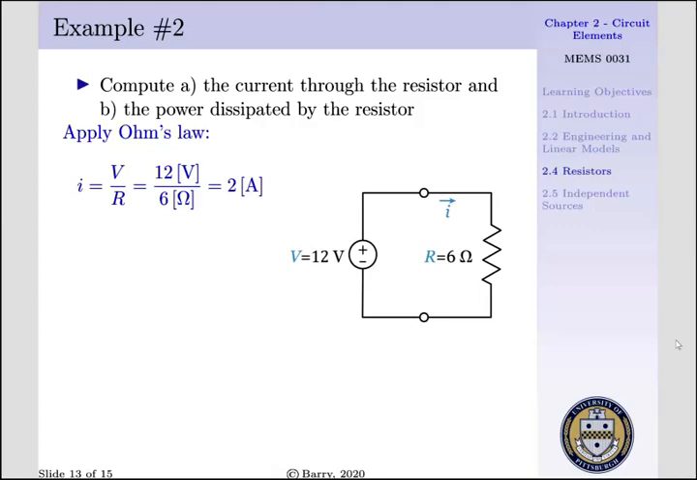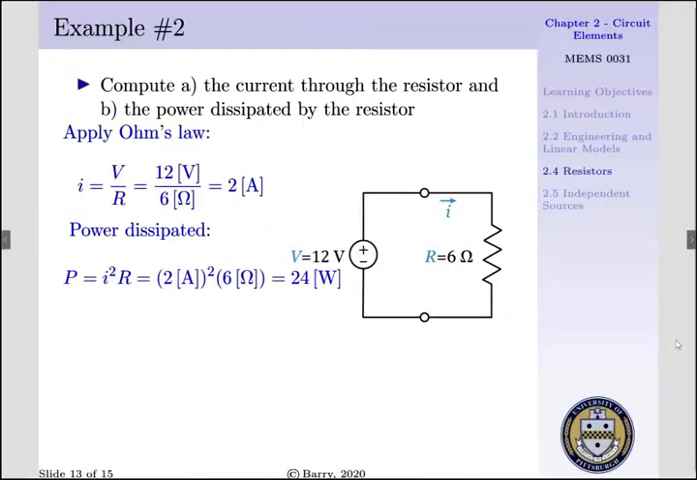We know our current running through a resistor is our voltage potential per our resistance. Our voltage potential is 12 volts, and our resistance is 6 ohms. Thus, we are drawing 2 amps through our resistor. To calculate the power dissipated, we can use two formulations.